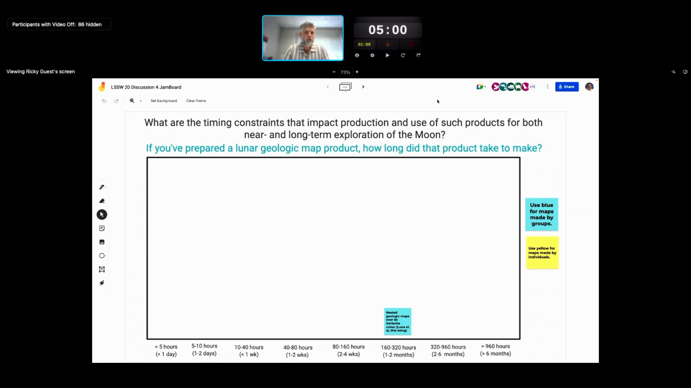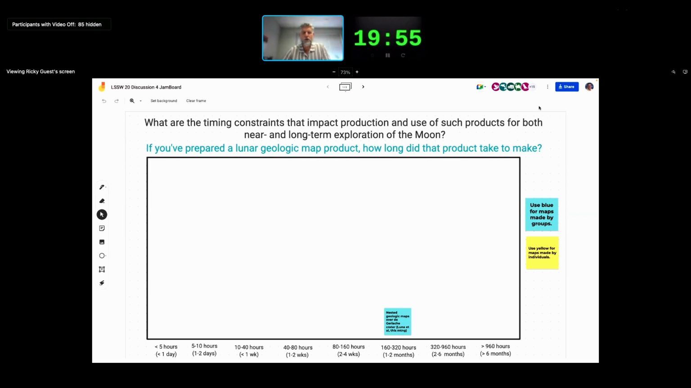You'll notice that this first one is timing constraints. One of the important things that we deal with here when we're making geologic maps, because the maps that we make at the USGS are heavily reviewed and they take a long time to get out there. Timing constraints is obviously going to be really important for the deliverables that we have to make for exploration.